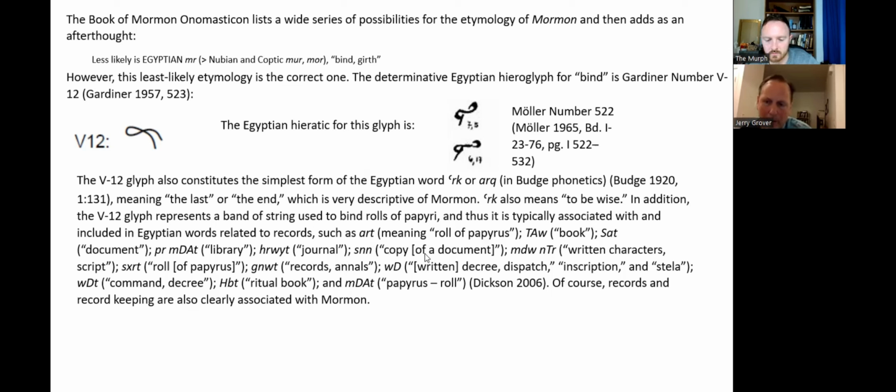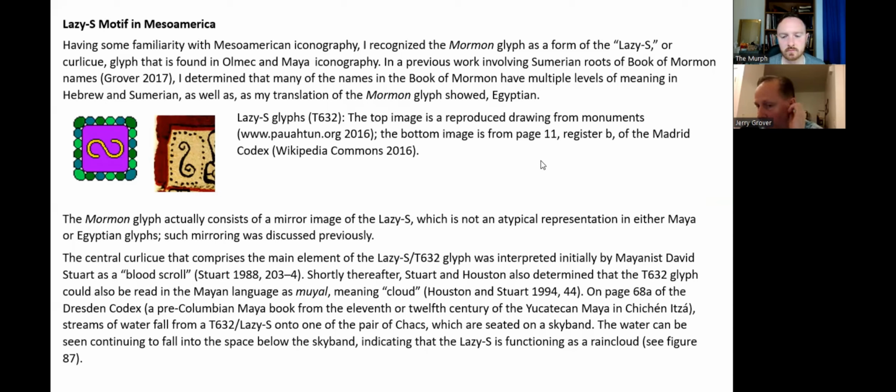And now I look in Mesoamerica, because this glyph is actually in Mesoamerica as well. It's called the lazy S motif, and it goes clear back into the Olmec. So it's the land northward, which is where Mormon's from, interestingly enough. And you have it as a mirror of the lazy S. It's been interpreted as a blood scroll.